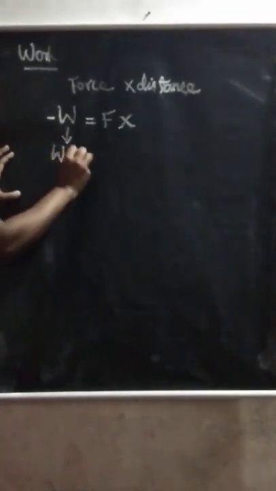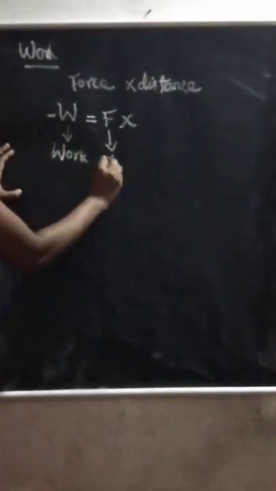Mathematically, we write the formula: minus W is equal to force into distance. You know, W is work, F is force, and X is distance. So listen, mathematically we write the work formula as minus W is equal to F into X.